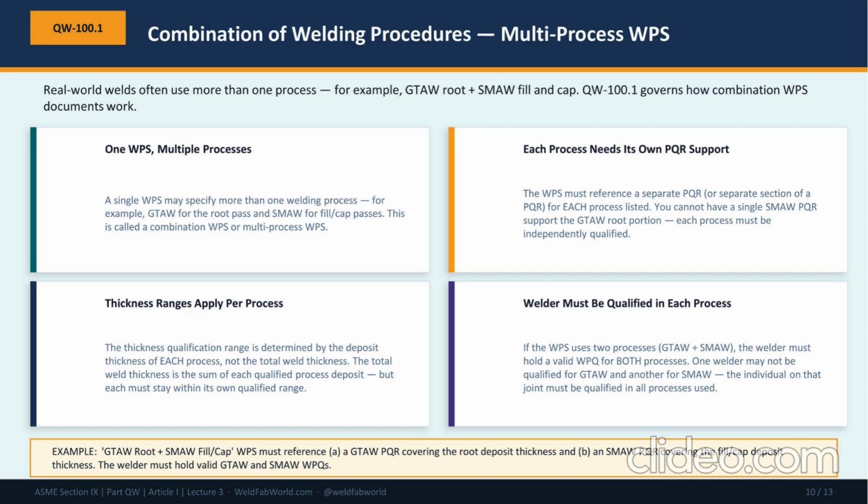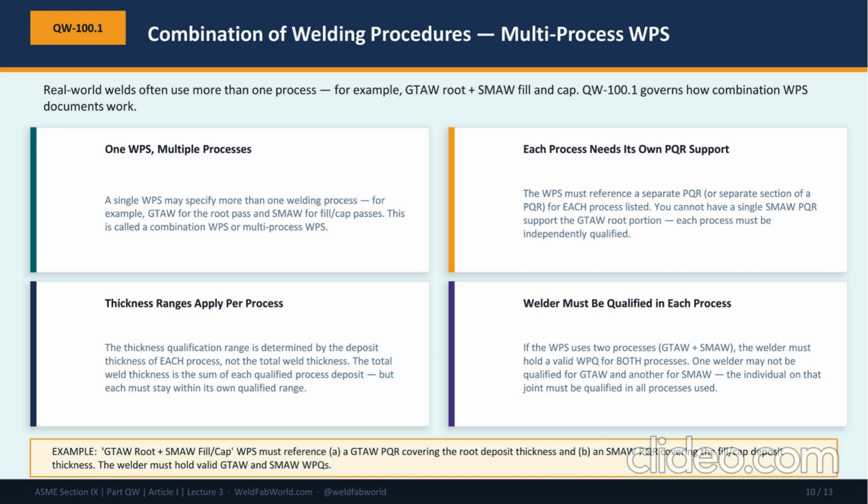Rule 4. The welder must be qualified in each process. If the WPS uses 2 processes, the welder assigned to that joint must hold a valid WPQ for both processes. This is non-negotiable. You cannot have one welder doing the GTAW root and another doing the SMAW fill and combine their qualifications on one joint. The individual making each portion of the weld must be personally qualified in the process they are using.